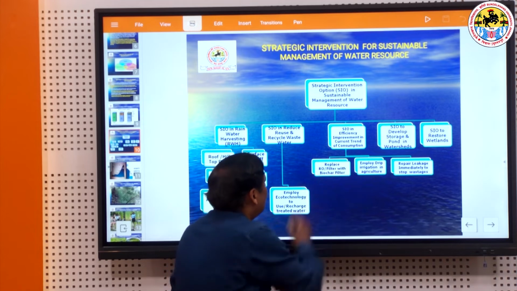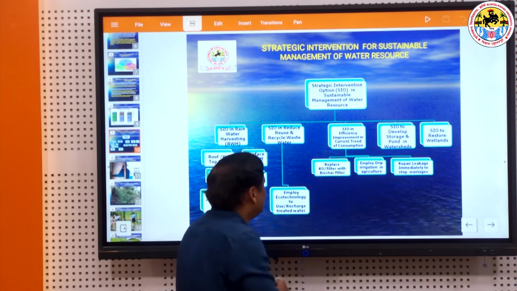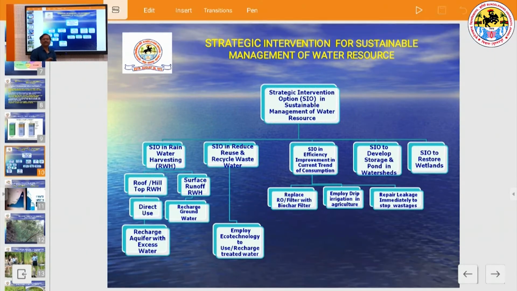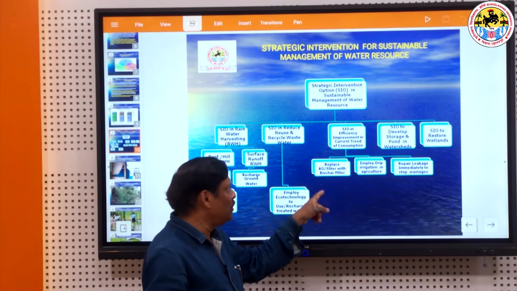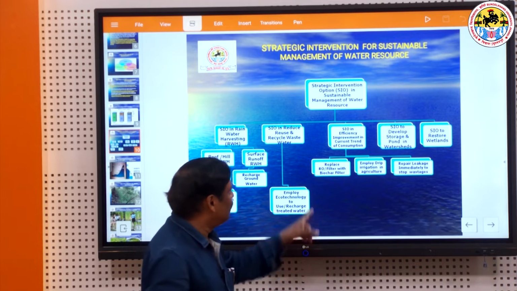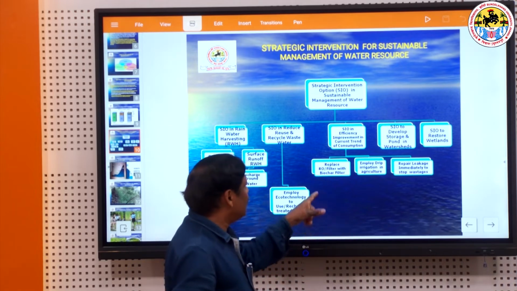So, now how to do it? Replace the RO filter with biochar. As you know, at the household level we have the AquaGuard, in which more than 90% of the water goes to waste. In my work I will show how important this is and how we can replace the filter with biochar. We will discuss that in the next slide.